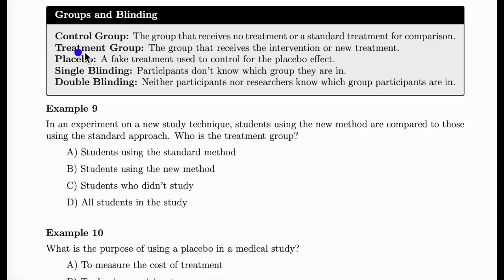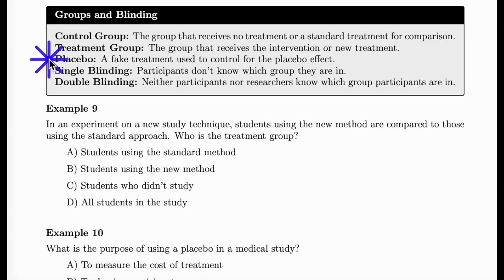We have a control group and a treatment group. The treatment group is the group that receives the treatment. The control group is the group that does not receive the treatment. And the control group is basically used as a comparison.